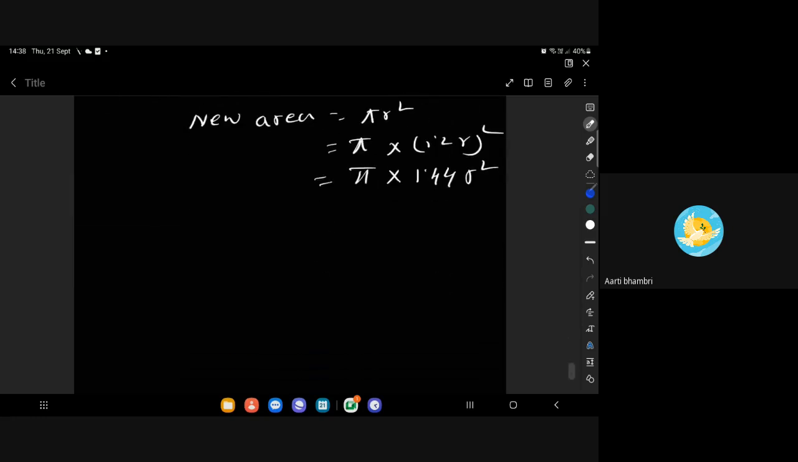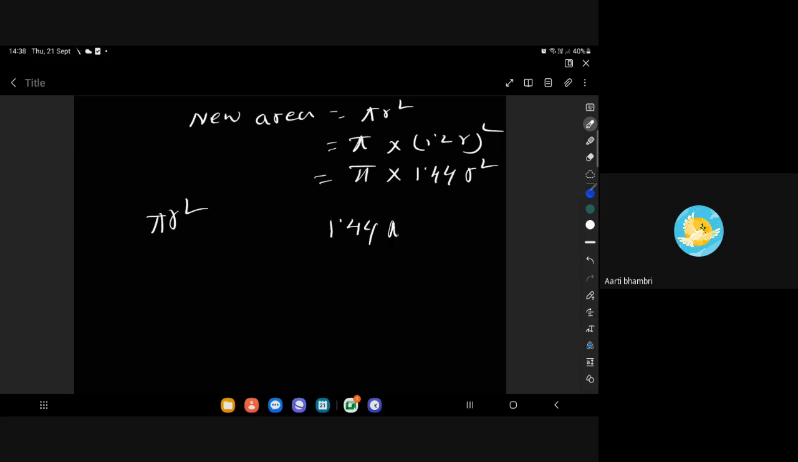Now what is the new area? The formula is the same, pi R square. So pi into 1.2 R square. It will give you pi into 1.44 R square. Previously it was pi R square. Now it is 1.44 pi R square.